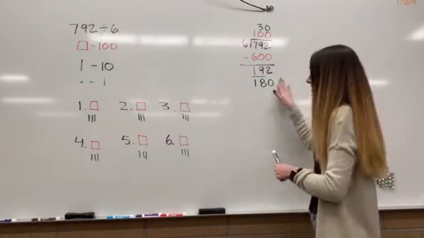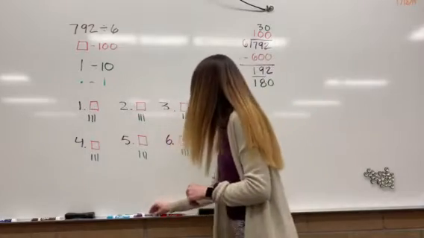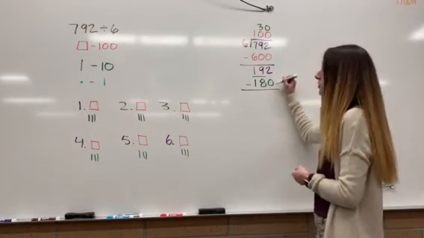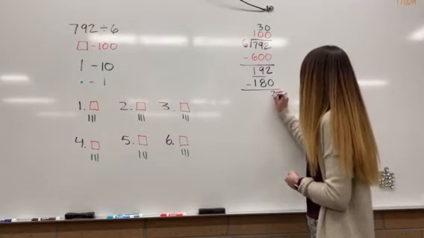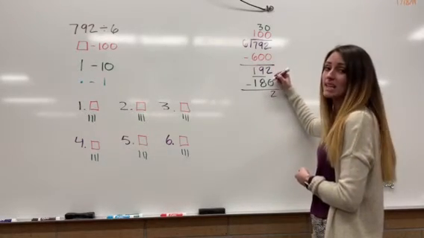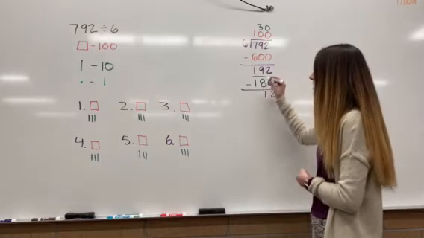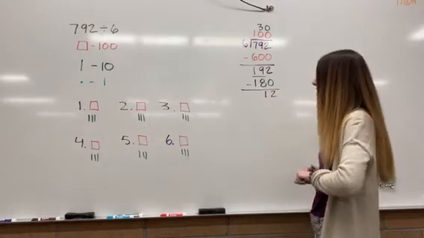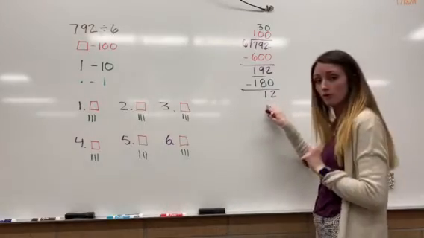Now I need to come back here and minus. Two minus 0 equals 2. 90 minus 80 equals 10. 100 minus 100 equals 0. All right, so now left, I have 12.